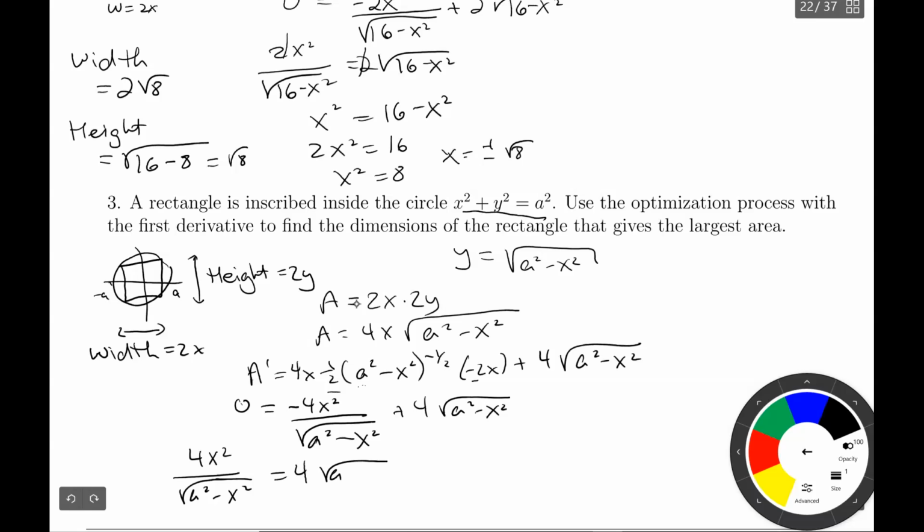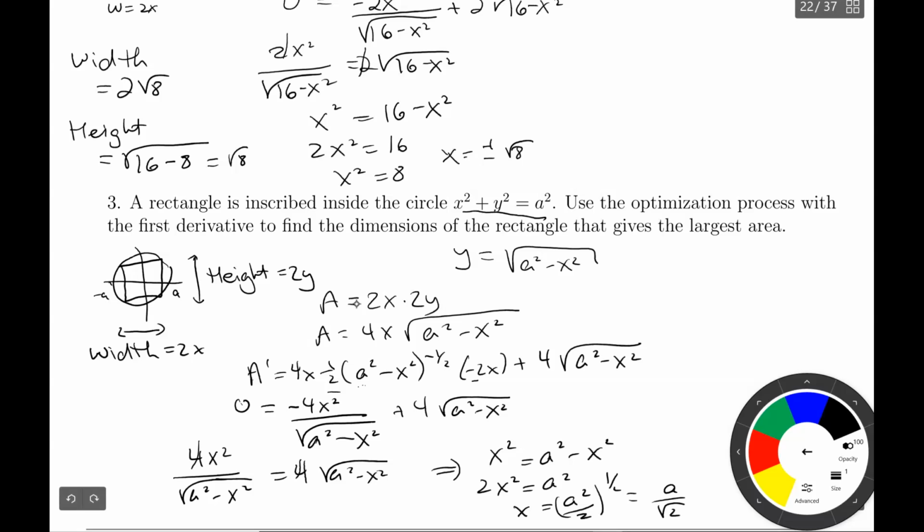Equals 4 times the square root of a squared minus x squared. I'm going to cancel the 4's, and then I'm going to multiply. So I get x squared is equal to a squared minus x squared. 2x squared is equal to a squared. So x is equal to a squared over 2, all to the 1/2, or a over root 2.